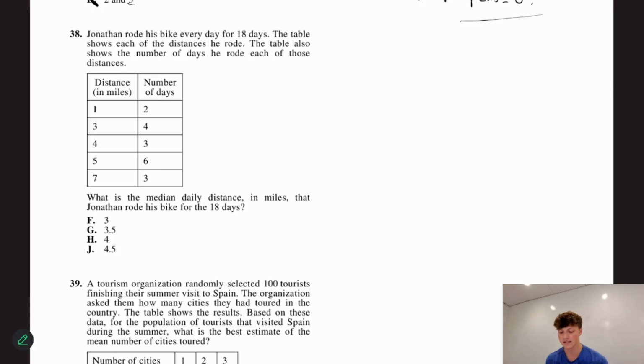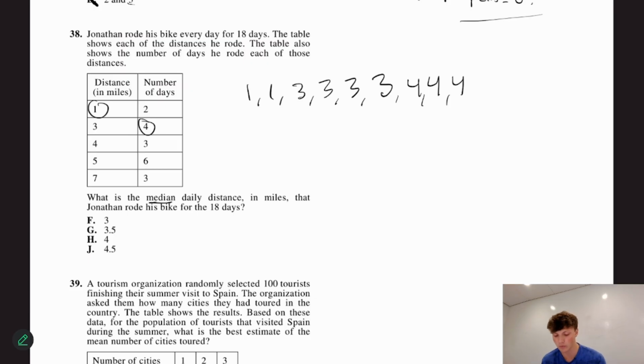Okay, how do we figure this out? We're looking for the median. What we know is he rode 2 days at 1 mile, so 1, 1. Then he rode 4 days at 3 miles: 3, 3, 3, 3. Then he rode 3 days at 4 miles: 4, 4, 4, and so on. If we were to list these sequentially, going from 1 to 7, we would have 1, 1, 3, 3, 3, 3, 4, 4, 4, 5, 5, 5, 5, 5, 5, and then 7, 7, 7, based on the data that we have here.